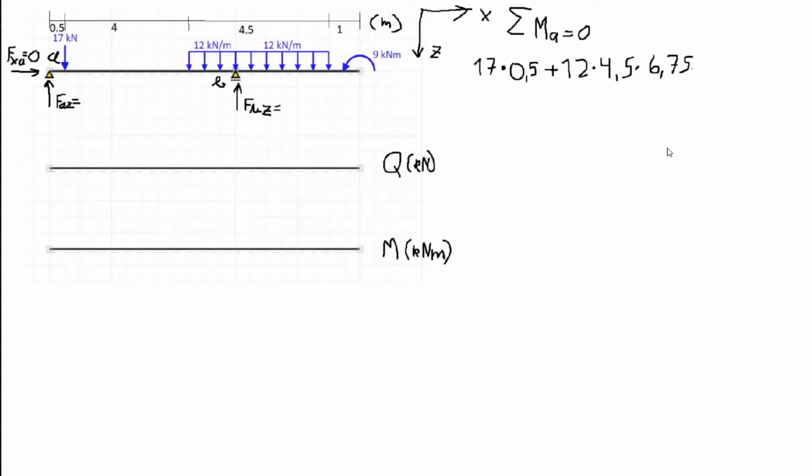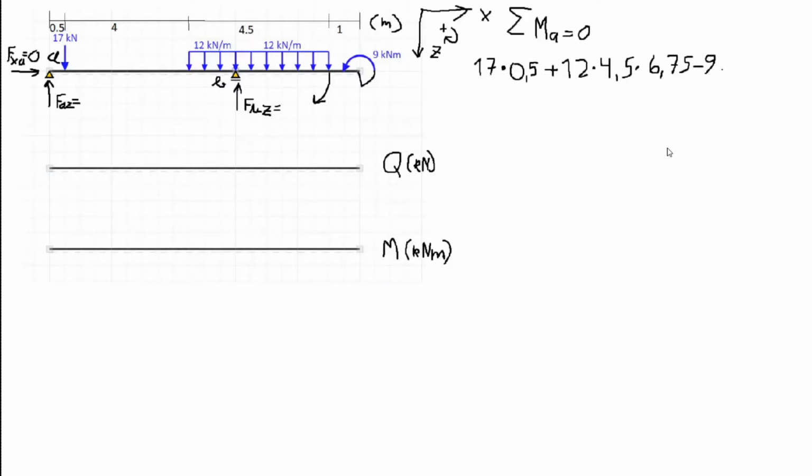Finally, for the known moments, we have the moment right at the end of the beam, a 9 kilonewton meter moment. And since this moment is going counterclockwise and we marked all the rest of the forces that go clockwise as positive, this has to be a negative moment, the way we decided to mark it in our equation.